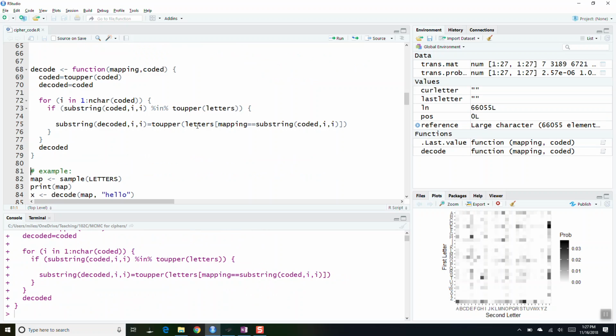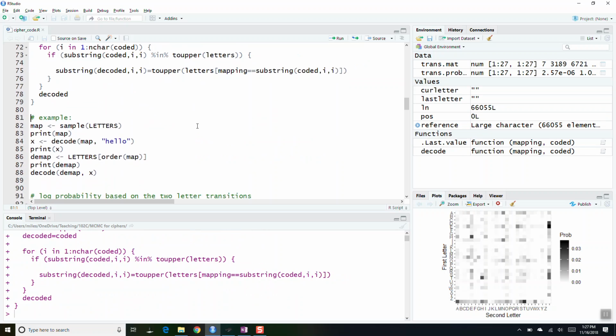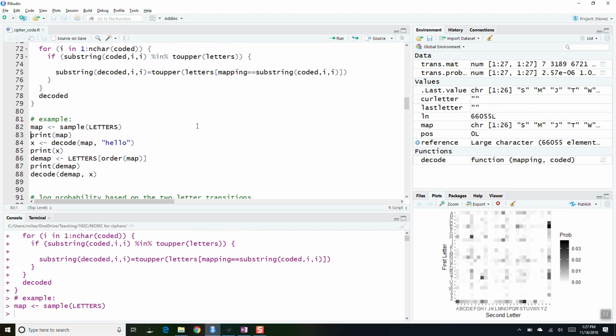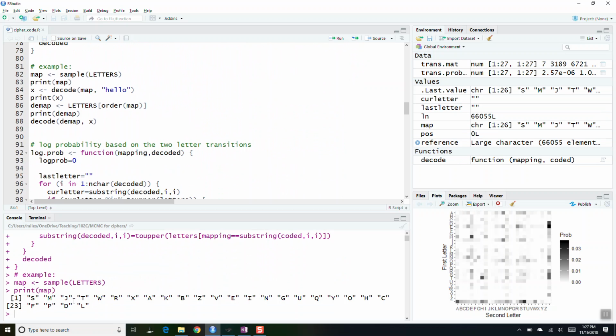Okay, over here, I'm just creating some functions that will allow us to encode and decode words. So this represents just some random decoder key, and it says basically that the letter A goes to the letter S, and the letter B goes to the letter M, the letter C goes to the letter J here, okay, if you guys can see that.